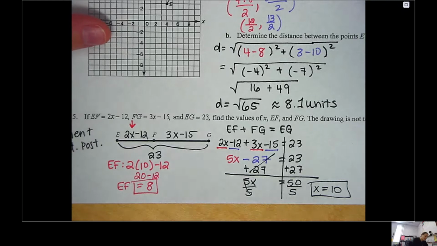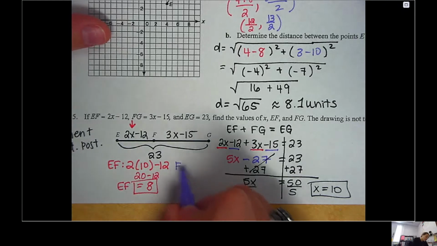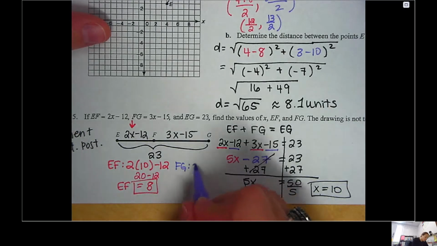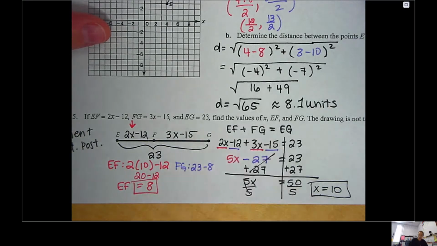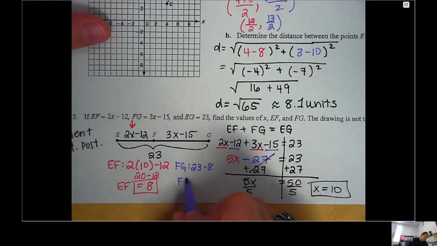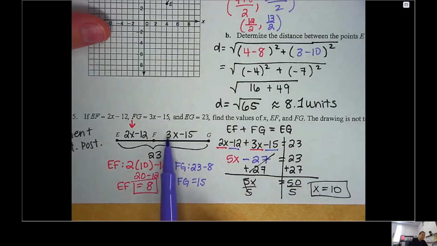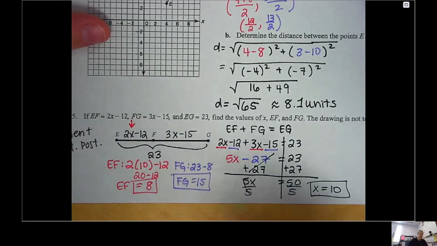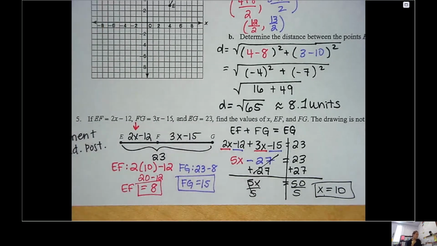And then I'm going to do the same thing for FG. I can plug in for FG, or I can say, hey, the whole thing's 23 minus, I already know this piece, I've used up 8 of the 23, so I'm just going to subtract them, and I get 15. You also can plug it in. 3 times 10 is 30, minus 15 gives you 15 again. So I did it right. Okay, there we go.